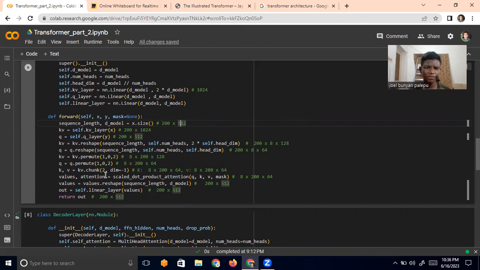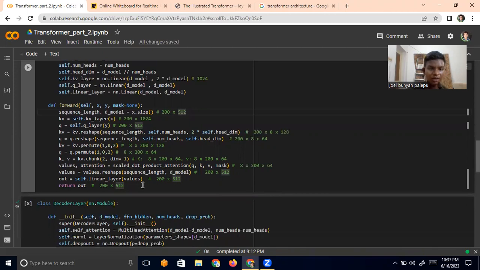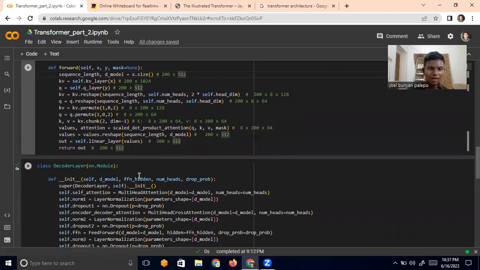And then we're going to perform scaled dot-product attention on Q, K, V, and we're going to pass in the mask, right? And then we're going to reshape the values into 200 into 512, perform the linear layer and return the output.